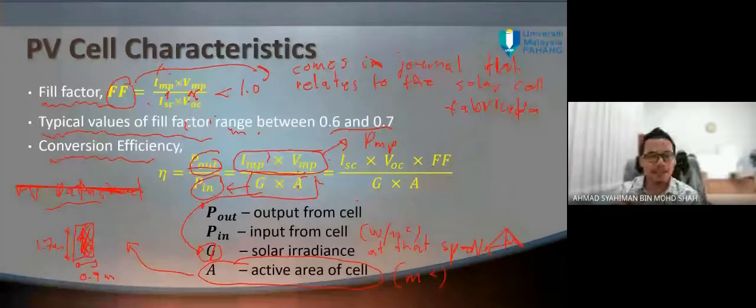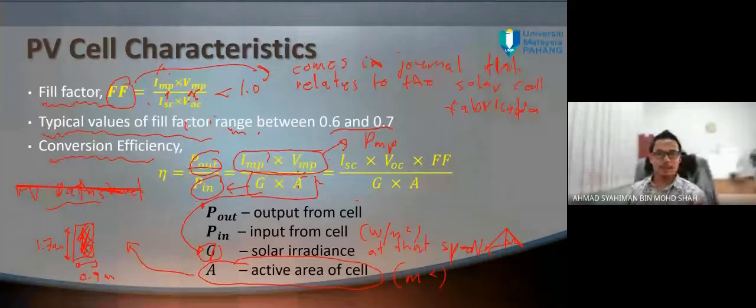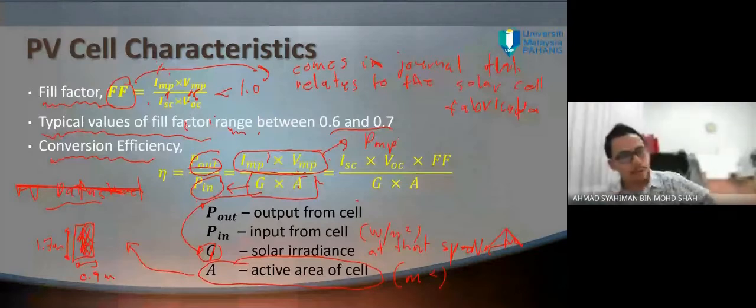So this is the conversion efficiency, the efficiency of the solar module. The conversion efficiency is the ratio of the power to the size of the solar module. The ratio of the power, the PMP, to the size of the module. If the size is smaller and the power is more, that means it is very efficient.